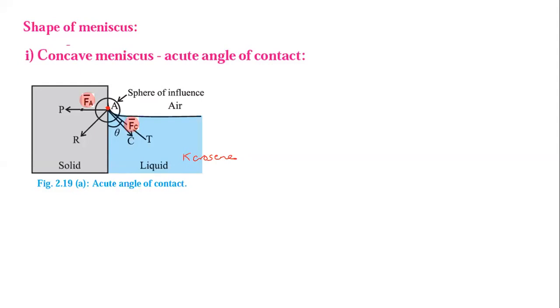Means if you see the direction, this direction is very, very important. Now pay attention. This adhesive force is acting in this direction. This is the cohesive force in this direction due to liquid molecules, and the resultant of these two forces is lying in this direction. Okay, resultant. Pay attention.